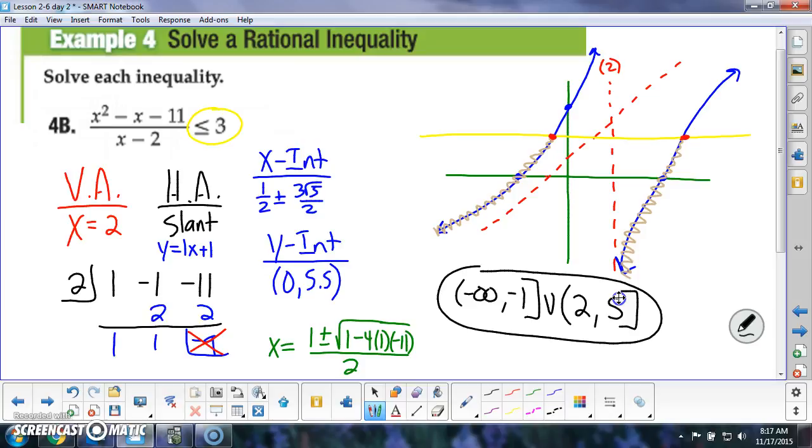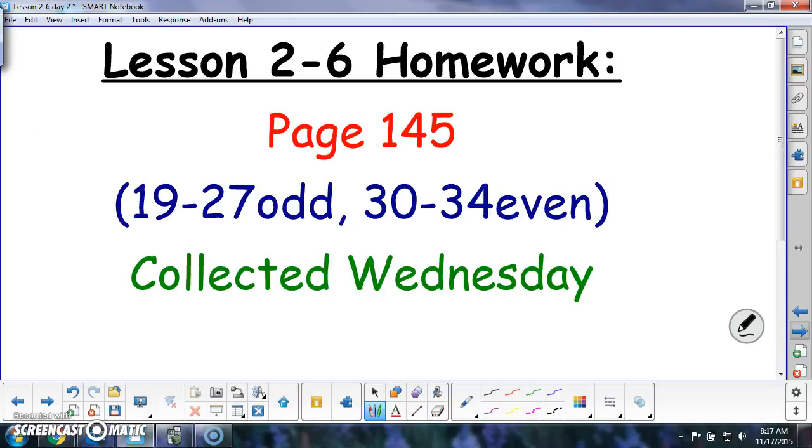All right, so there are two examples on solving rational inequalities. You're going to be drawing pictures on these and identifying parts, and then finding where it's above or below a particular value. Homework problems you're going to be working on: page 145, 19 through 27 odd with sketches, and then 30 through 34 even. This will be collected on Wednesday.